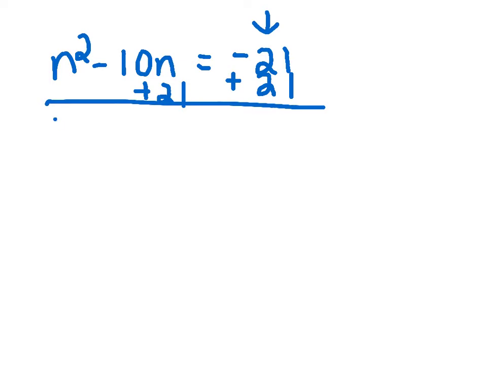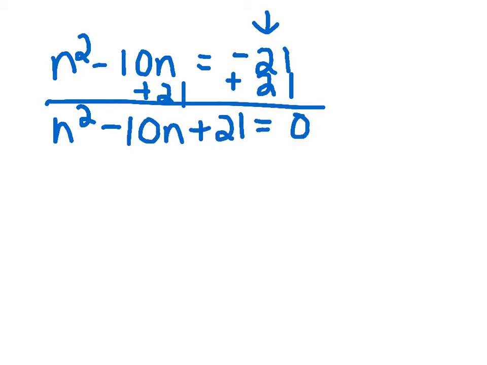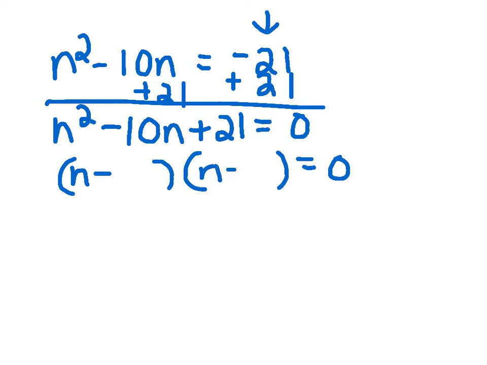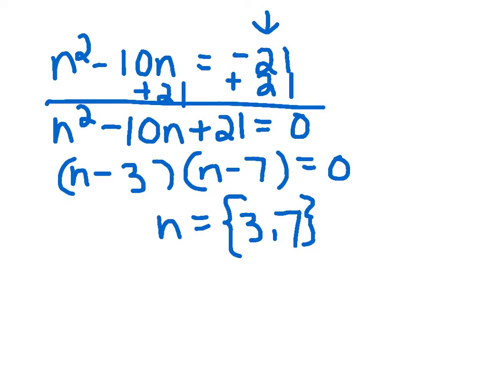So I can get one side equal to 0 by adding 21 to both sides: n squared minus 10n plus 21 equals 0. Now I can factor. There's no common factor, so I've got n and n. The signs are the same, they're both negative, 3 and 7, so n is equal to 3 or 7. I did this in my head, but of course you can always show the work.